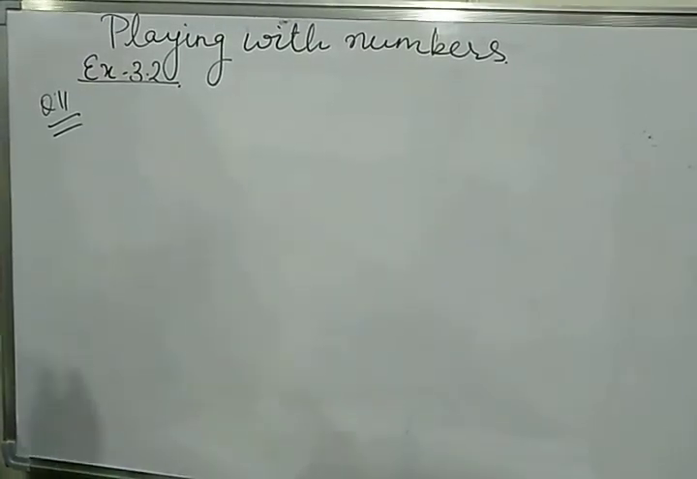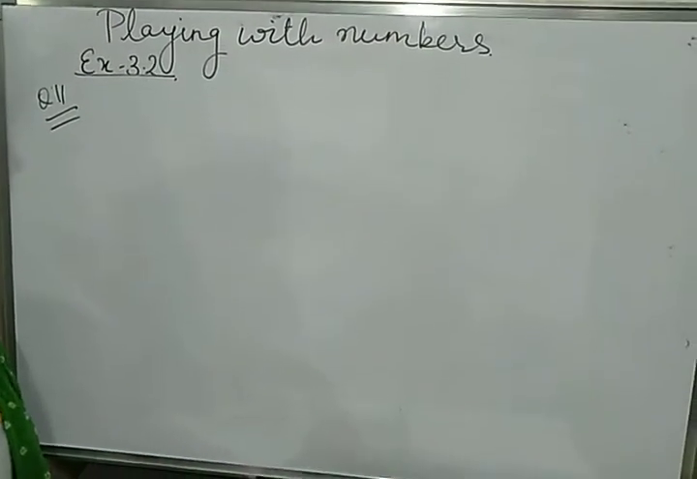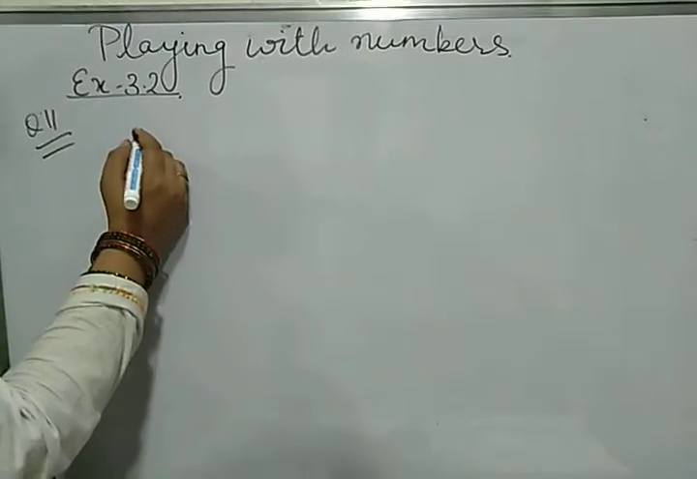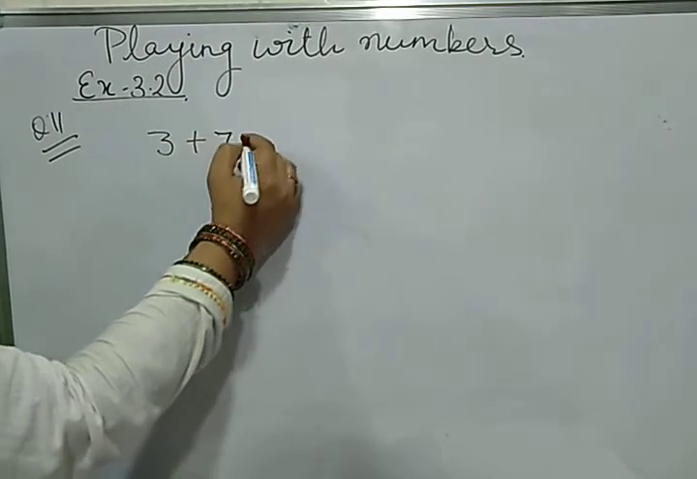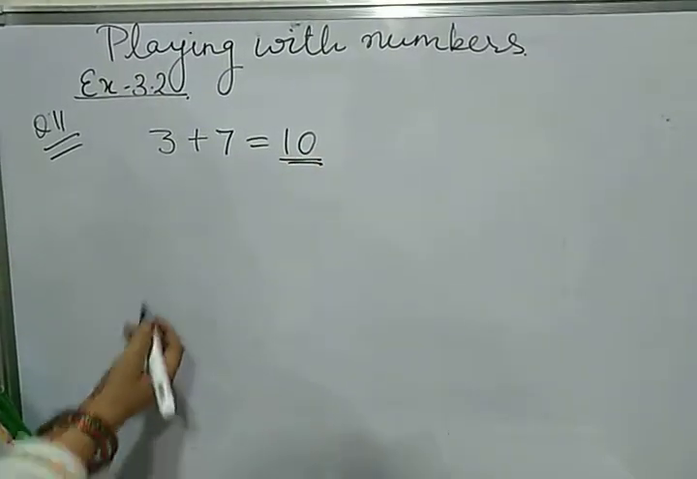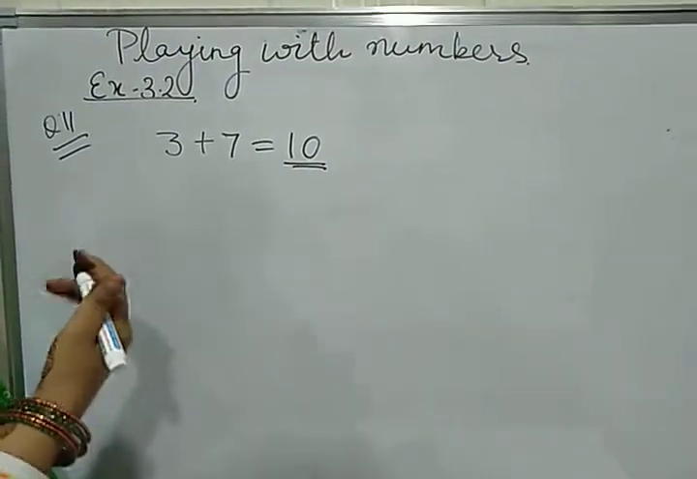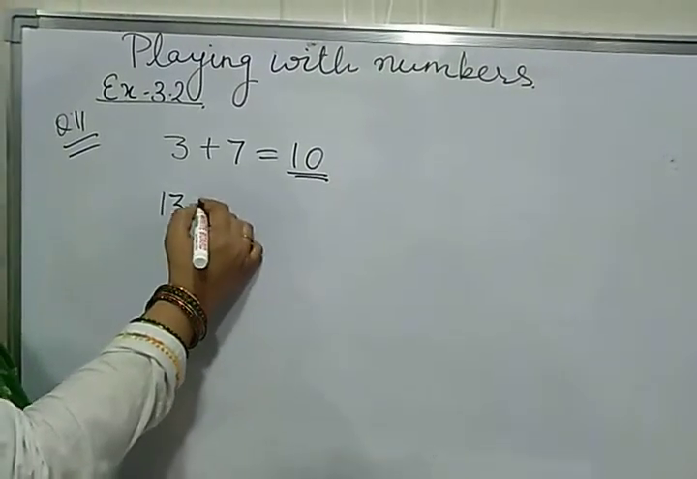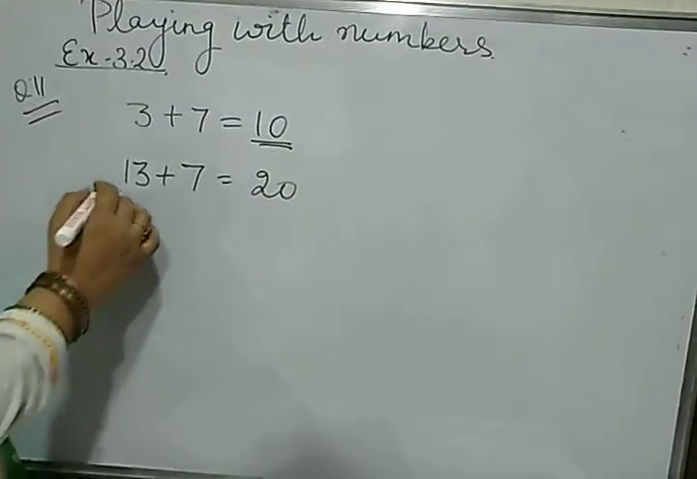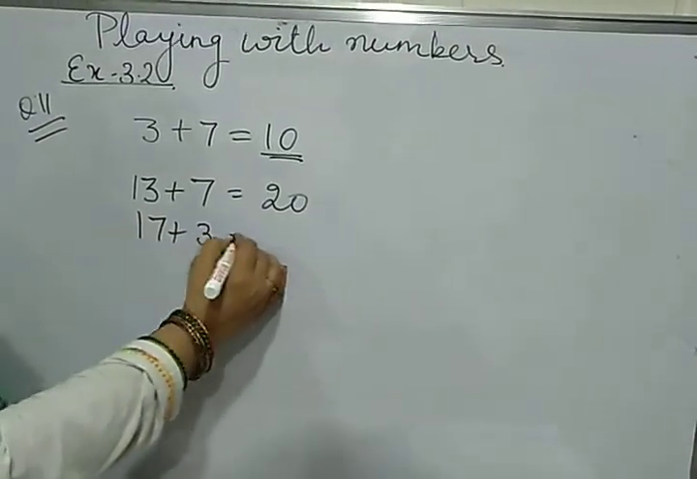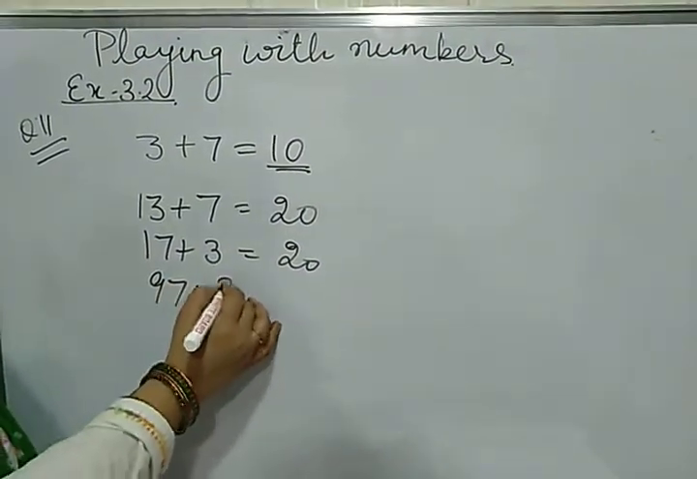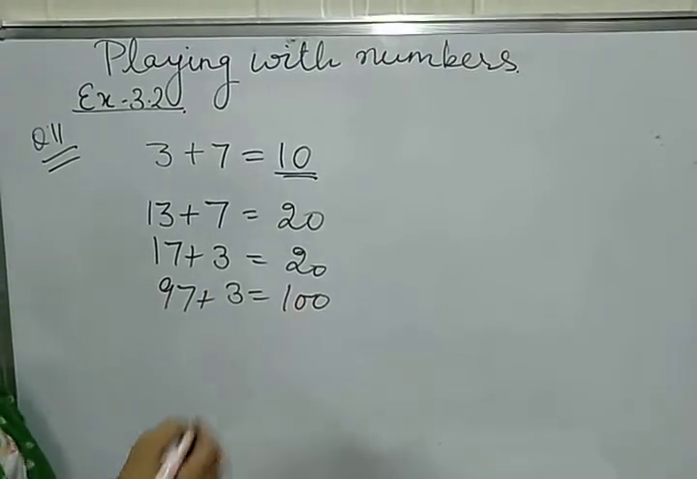we have to make 5 such pairs of prime numbers whose sum is divisible by 5. One example is already given in the question, that 3 plus 7 is equal to 10 and 10 is divisible by 5. In such a manner we have to make 5 more pairs, like 13 plus 7, that is equal to 20, that is divisible by 5. 17 plus 3 equals 20, divisible by 5. 97 plus 3 equals 100, divisible by 5.